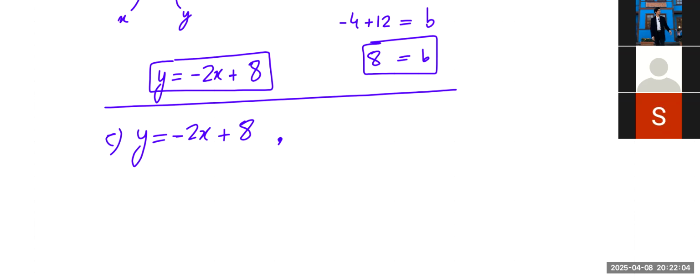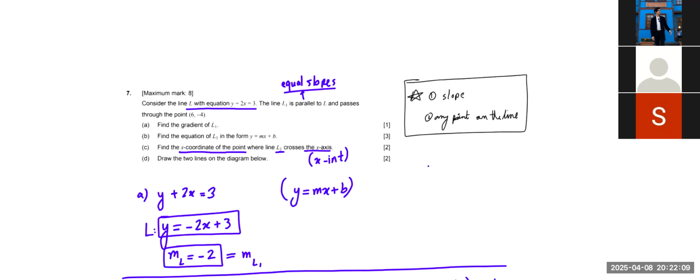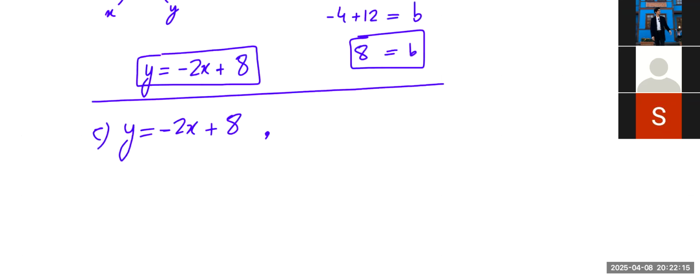So here they're saying, can you find the x coordinate of the point? Okay, so you're supposed to find x when the line crosses the x-axis. Now think about the point where the line crosses the x-axis. Any point on the x-axis actually has the same y value. What do you guys think that y value is? What's the y value on any point on the x-axis? 0. Right, exactly.